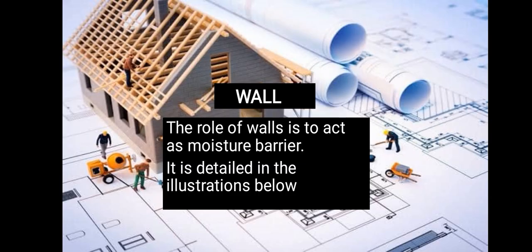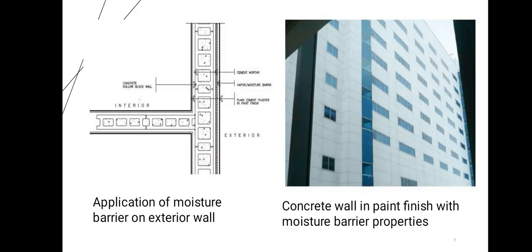So next is the wall. Wall separates the indoor and the outdoor environment of a building. Its functions include environmental control, but the main role of walls is to act as a moisture barrier. It is detailed in the illustrations below. So the first picture is the application of moisture barrier on exterior wall. The second picture is concrete wall in paint finish with moisture barrier properties.